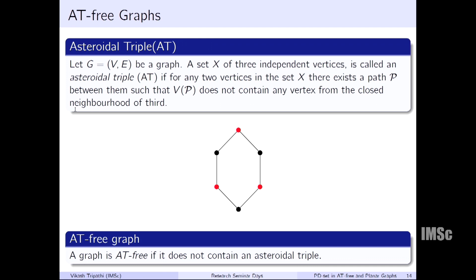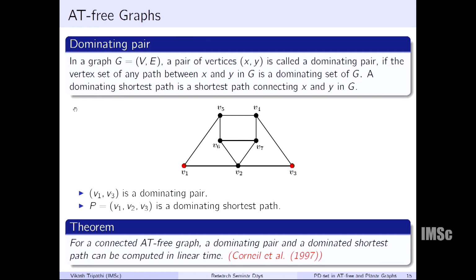What is good about AT-free graphs is that there exists a special pair of vertices which is called a dominating pair. And what is a dominating pair? A pair of vertices x, y is called a dominating pair if, for any path connecting x and y, the vertex set of that path is a dominating set. If you take the shortest path between these 2 vertices, that is called a dominating shortest path. So in this example, v1 and v3 is a dominating pair, and the path v1, v2, v3 is a dominating shortest path. Using this dominating shortest path, we presented a 2.5-approximation algorithm for the problem on AT-free graphs.